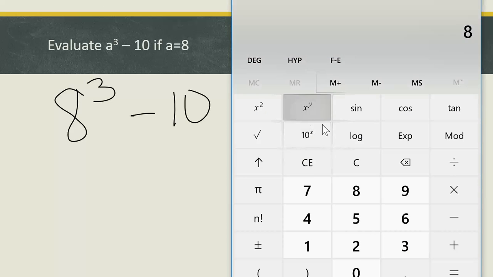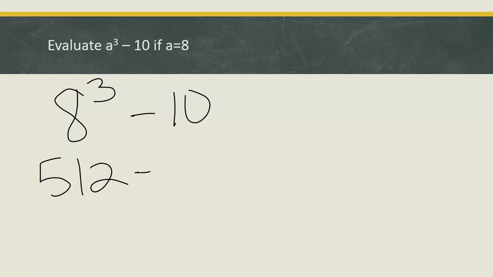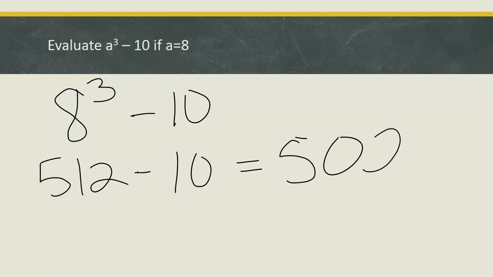We want 8 to the third power. 8 to the third power is 512. So I'm going to write that down in place of 8 to the third power. I'm going to leave everything else the same. So now I'm at 512 minus 10. 512 minus 10 gives us 502.